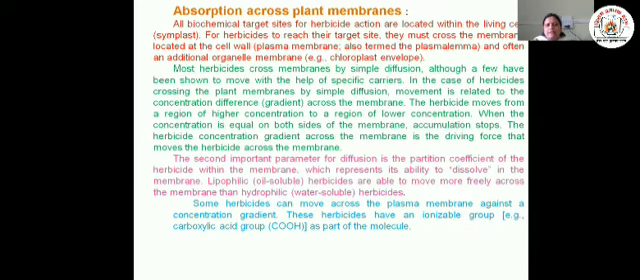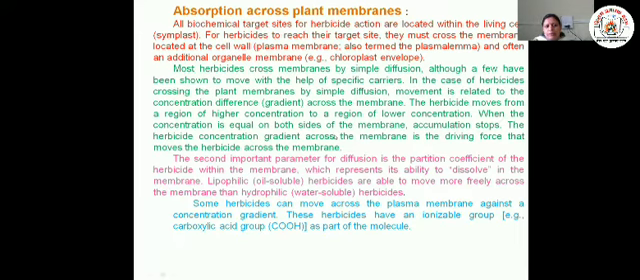In these cases of herbicide crossing the plant membrane by simple diffusion, movement is related to the concentration gradient across the membrane, that is, from higher concentration to lower concentration. The herbicide moves from a region of higher concentration to lower concentration. When the concentration is equal on both sides of the membrane, accumulation stops. Hence, we require the concentration gradient condition. The herbicide concentration gradient across the membrane is the driving force that moves the herbicide across the membrane.